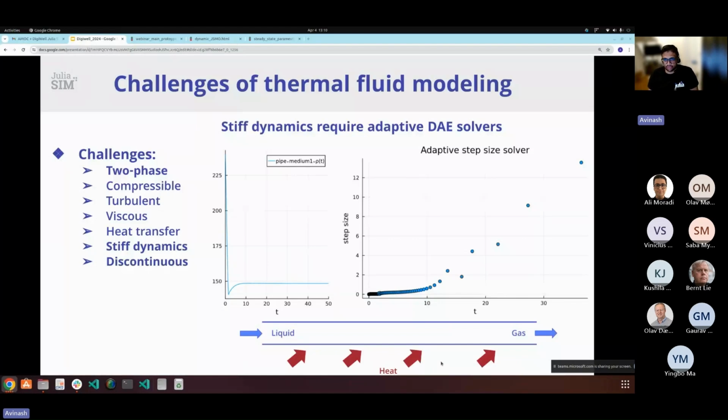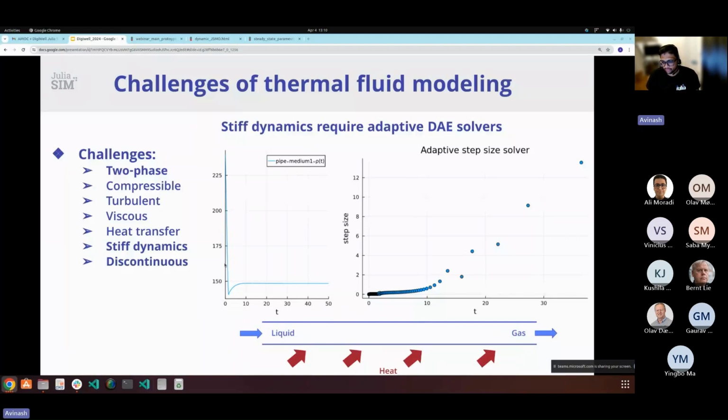This kind of two-phase phenomenon is inherently challenging, particularly because it involves stiff dynamics. As an example, if I have this pipe with evaporation, and we look at the densities of the medium as it's heated, there's usually a very sharp change over a very small time scale.